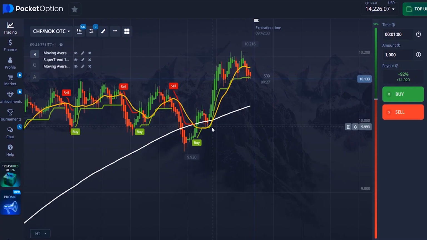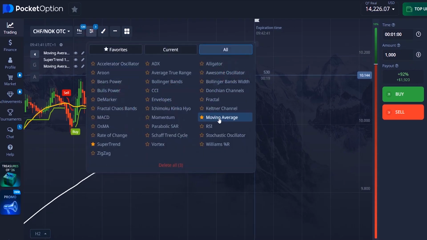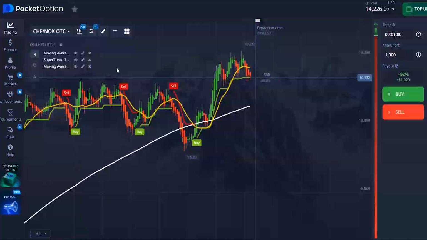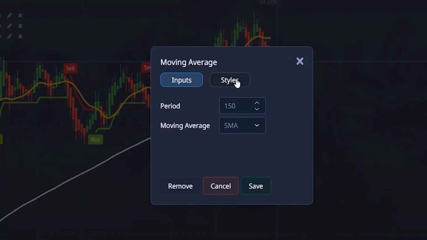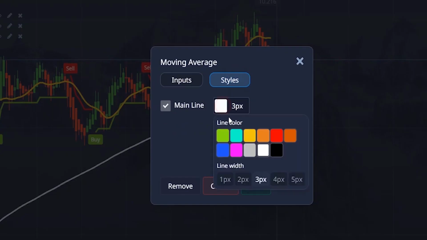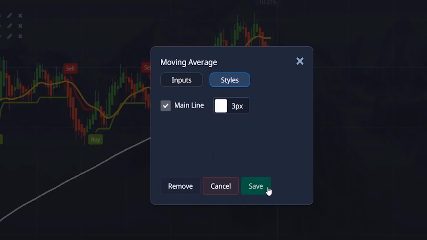So right here on the chart, I'm going to be making use of moving average line indicator and Supertrend Indicator. So I'm going to come over to the indicator section. I'm going to be using two moving average lines and Supertrend Indicator. The settings of my first moving average line comes with the period of 150, the moving average SMA. Right here on the style level, I'm going to be using a white color and I'll set it on 3 pixels. So when I'm done, I'll click on save.